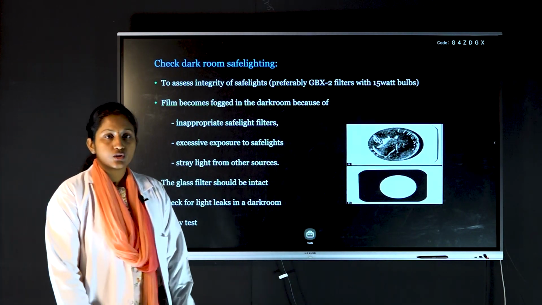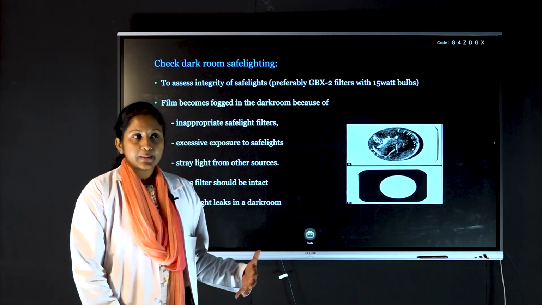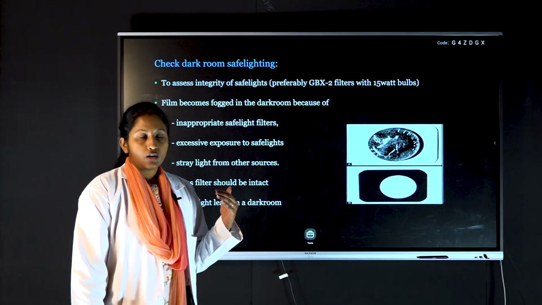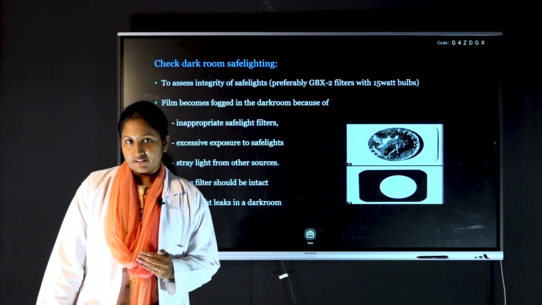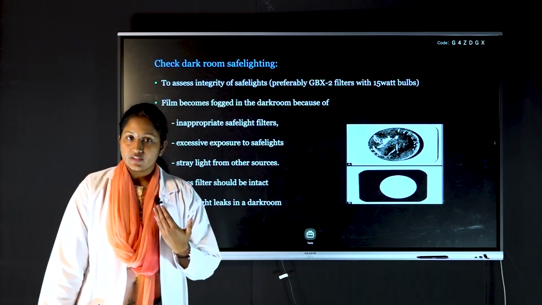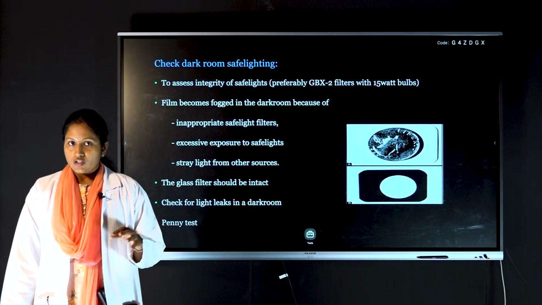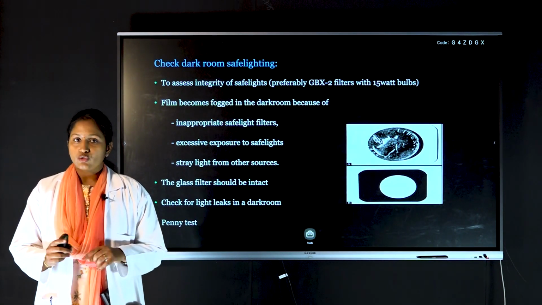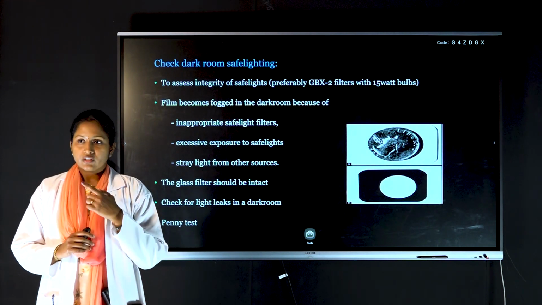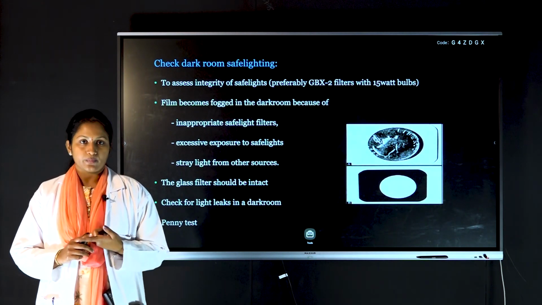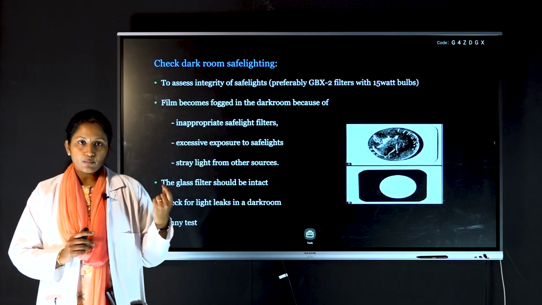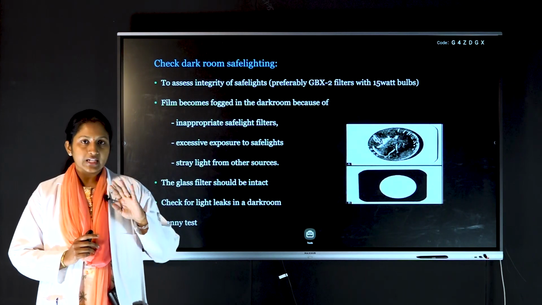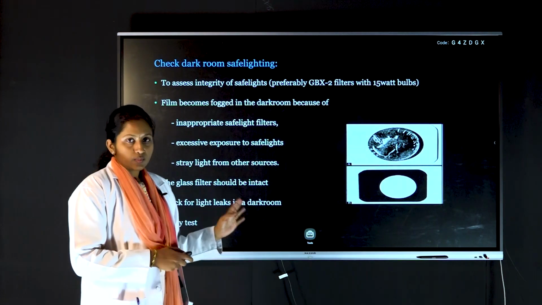Next is checking the darkroom safe lighting. This is very important in order to ensure that we are processing the films at optimum conditions to get a quality radiograph. This can be checked either visually or using a few tests. A visual check is nothing but switching off all the lights in the darkroom and visually checking for light leaks. If you find any light leak from any point, mark it with chalk or a marker, and later we can seal it with tape. So that is the visual analysis.